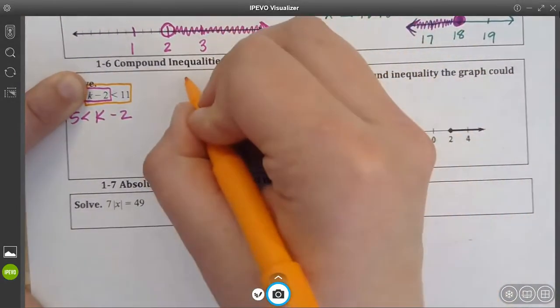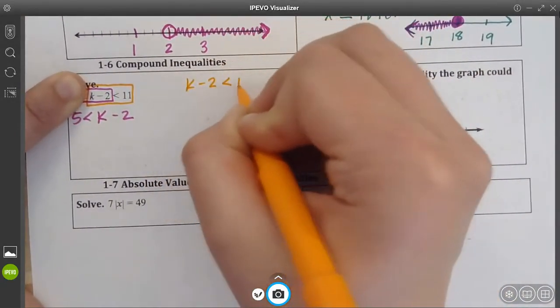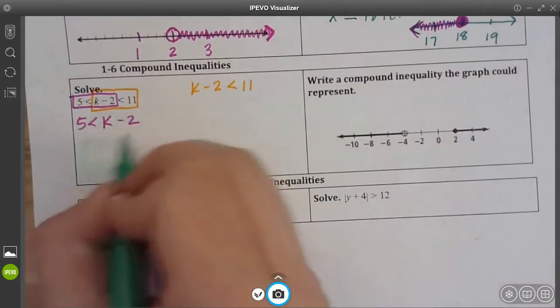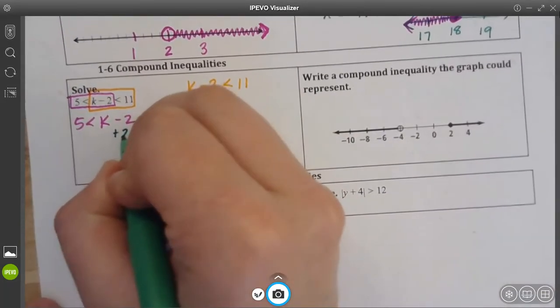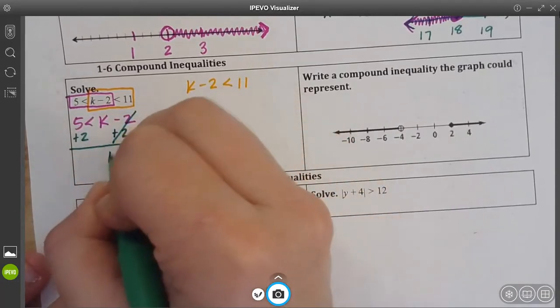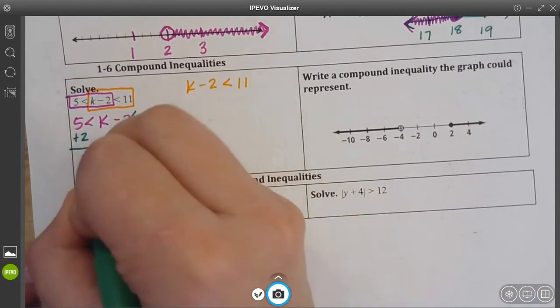This is just going to be k minus 2 is less than 11. So this one is really just 2 problems disguised as one. We want to get k by itself, so I'm going to add 2 to both sides here. When I do that, I get k is greater than 7.